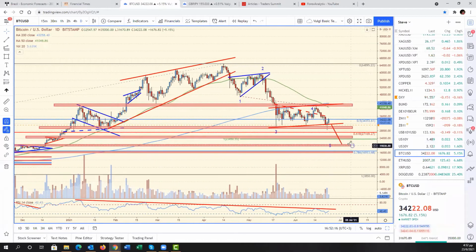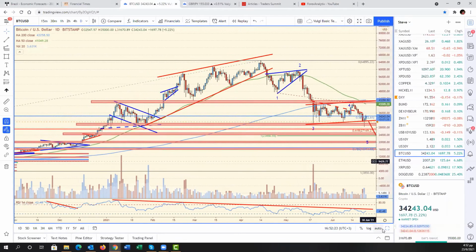I want to see lower lows and decisively lower lows. As I said, at least 24,000 in Bitcoin, if not 20,000.